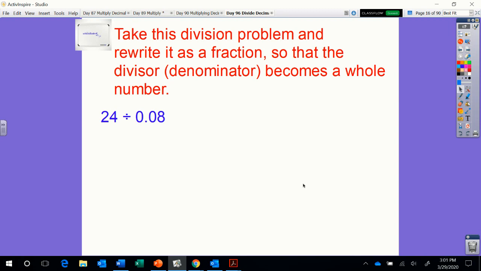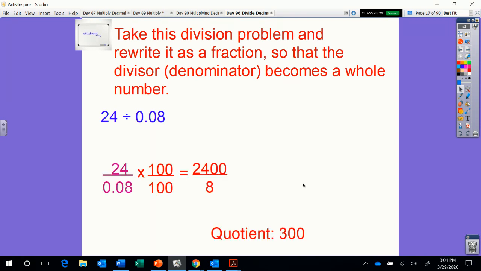Okay, so now try this one on your whiteboard. Same thing, set it up as a fraction and then make sure you get rid of the decimal so your divisor, your denominator becomes a whole number. Okay, pause the video and try that now. Okay, welcome back. Let's see your whiteboards. Hopefully they look like this. We had to multiply by 100 to get rid of this decimal to make this a whole number. So we multiplied our numerator by 100. 24 divided by 8 is 3. We have 2 zeros, 300.